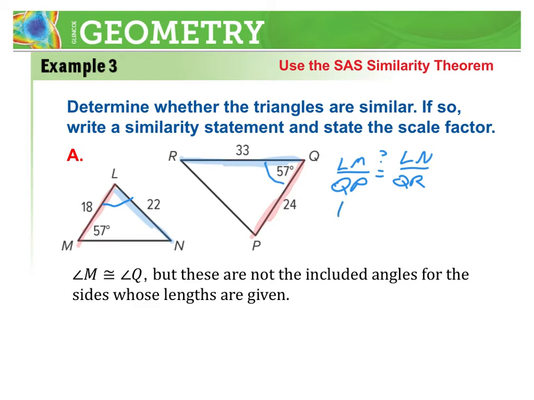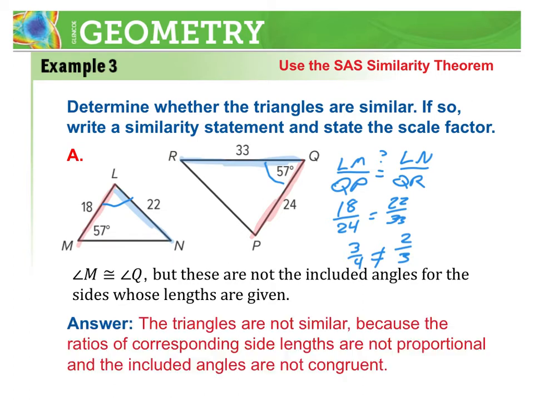But even if we set up our proportions, and we reduce them to their simplest forms, the ratios formed by the corresponding sides are not proportional. Therefore, the triangles are not similar because the ratios of the corresponding side lengths are not proportional, and the included angles are not congruent.